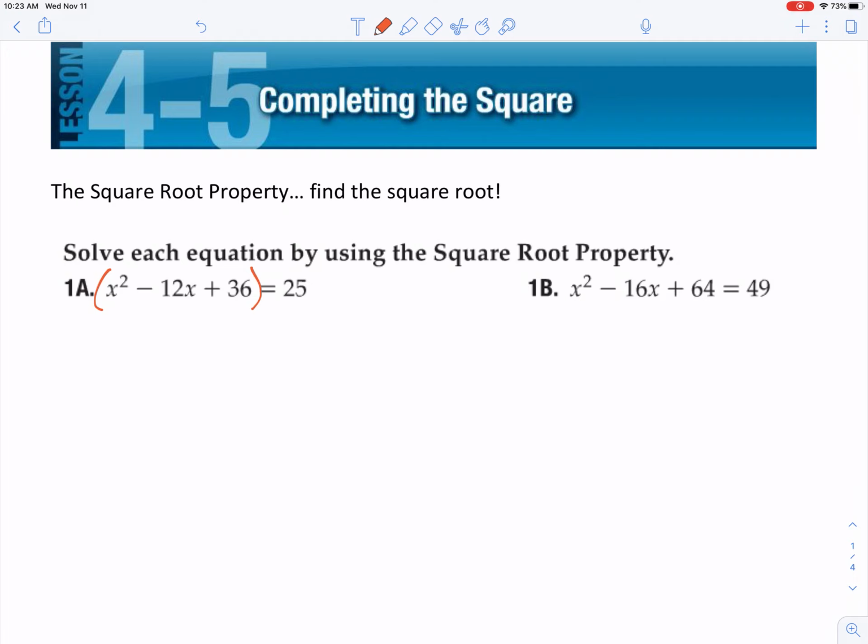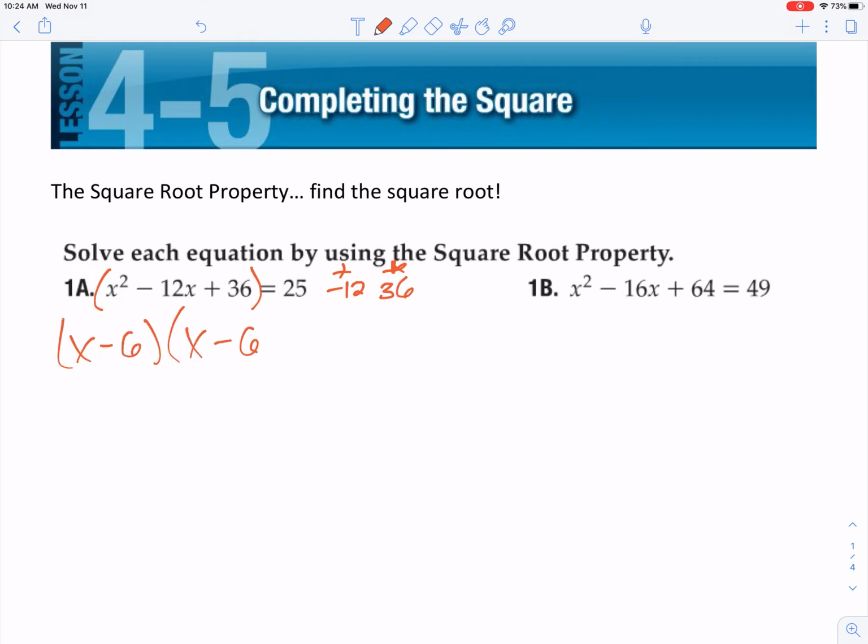If I factor this, I'm adding to negative 12 and multiplying to 36, and it turns out it's the exact same number both times. Multiplying to 36, that magic number is going to be negative 6 and negative 6. Right? Because negative 6 plus negative 6 is negative 12, and it multiplies to be a positive 36.